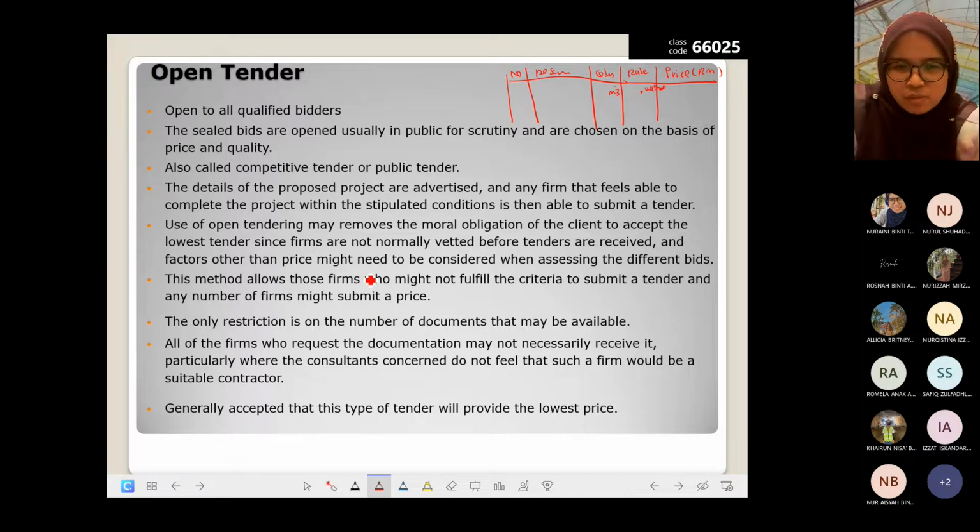So use of an open tender may remove the moral obligation of the client to accept the lowest tender since firms are not normally vetted before tender are received. Okay. The only restriction is on the number of documents that may be available. Okay, so yang ni you kena attend sebelum masuk tender, you kena attend site visit. Okay, so company mana yang hantar wakil untuk site visit, then only company tu yang boleh masuk tender. Okay, boleh beli tender lah.